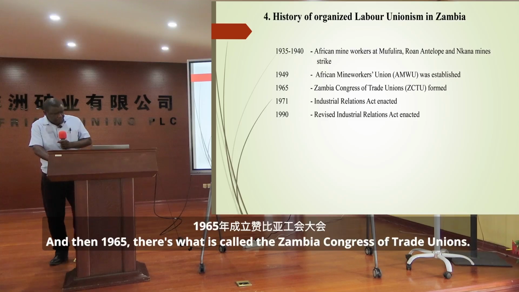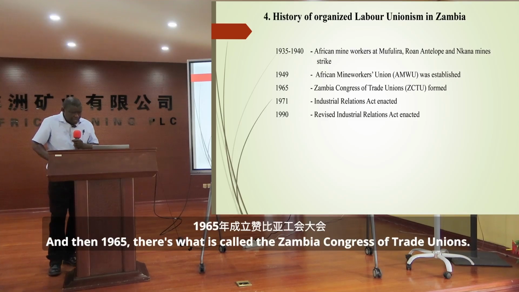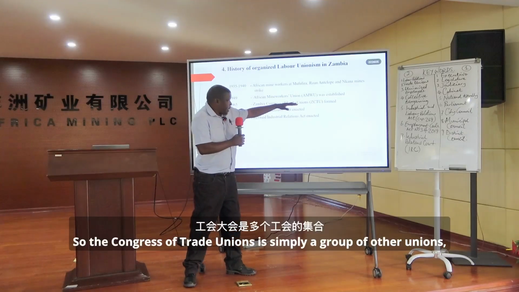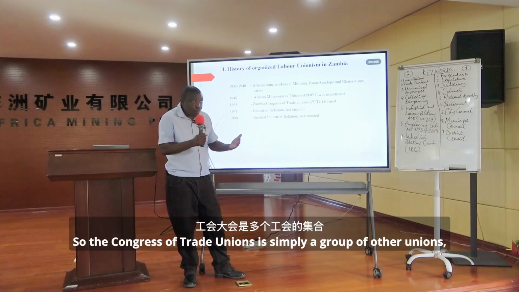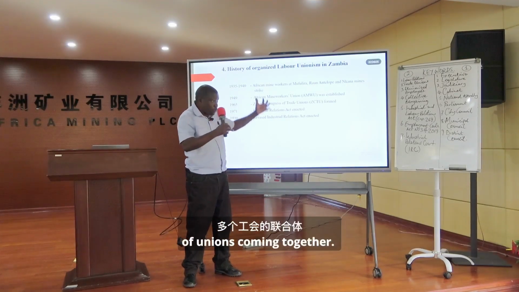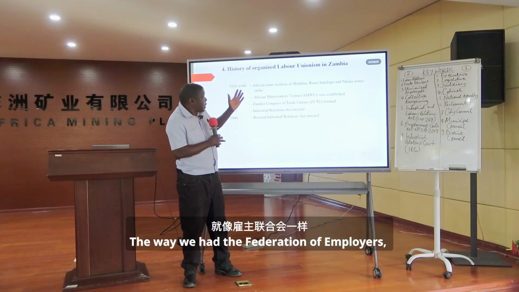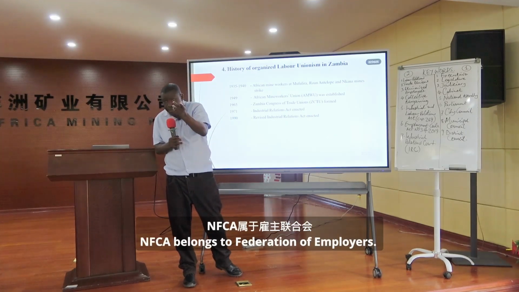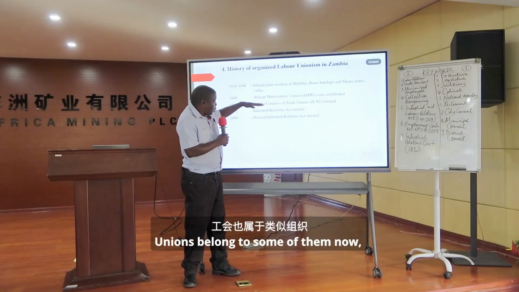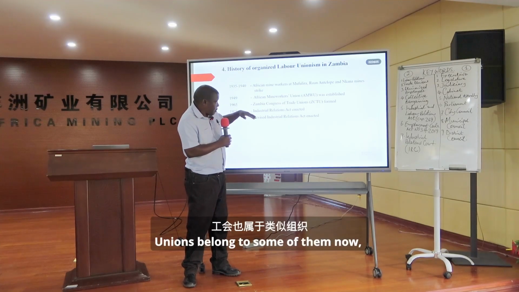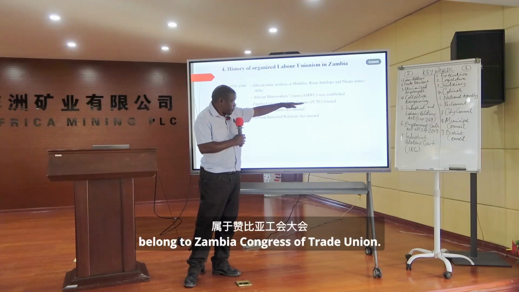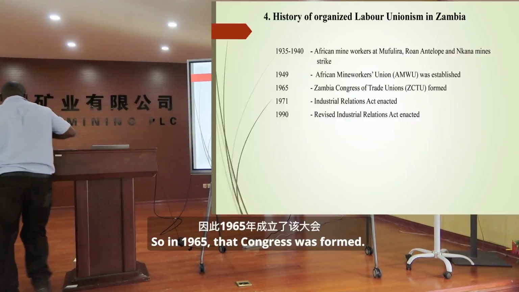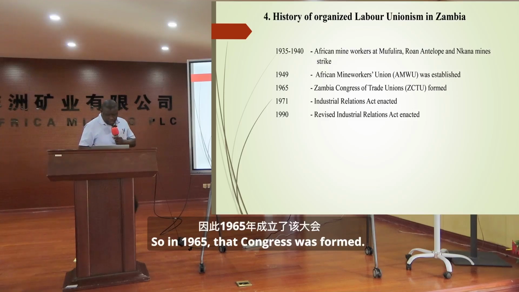And then in 1965, there is what is called the Zambia Congress of Trade Unions. The Congress of Trade Unions is simply a group of other unions coming together. The way we have the Federation of Employers, which NFCA belongs to, some unions now belong to this Zambia Congress of Trade Unions. So it's a collection of unions. In 1965, that Congress was formed.